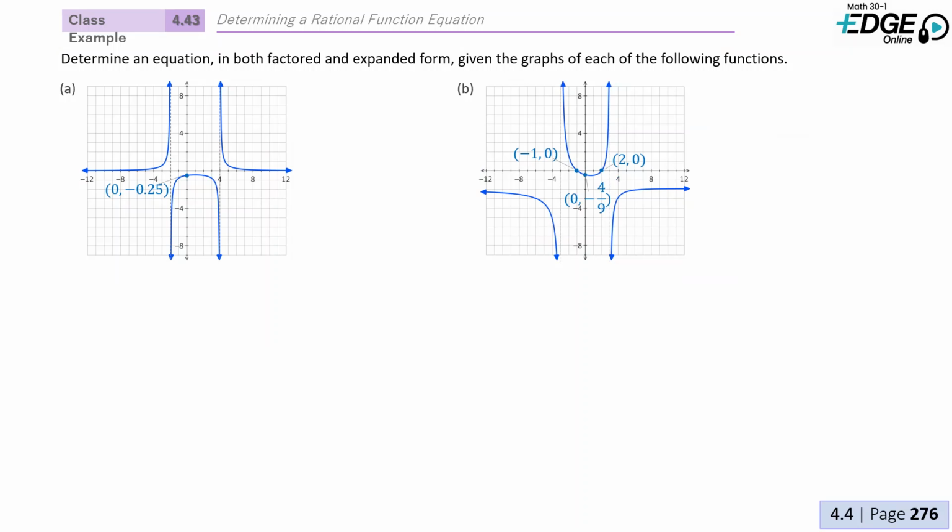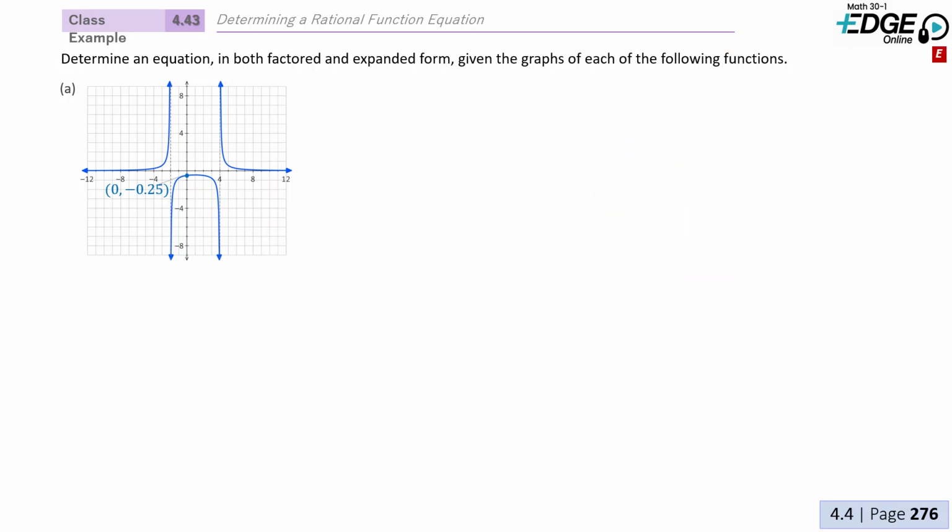Class example 4.43. Determine an equation in both factored and expanded form given the graphs of each of the following functions. So if we look at A, let's start just writing down what we know. I'll start off by writing f of x is equal to, and now I'm going to split this up between the numerator and the denominator.